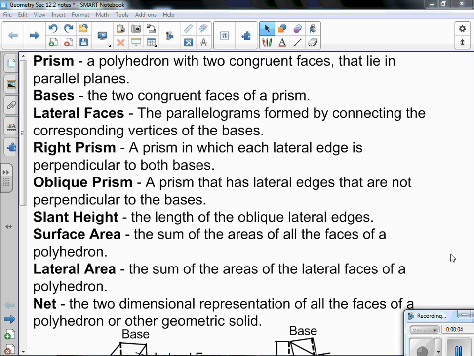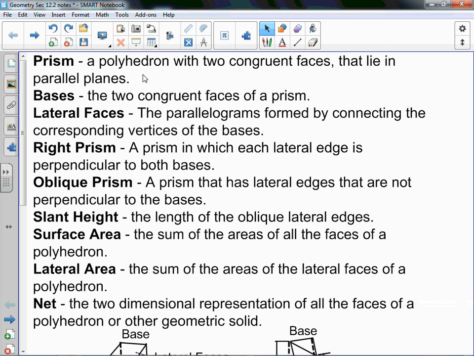All right, so today we are looking at section 12.2 and several definitions to start with. First off, a prism is going to be a polyhedron with two congruent faces that lie in parallel planes.